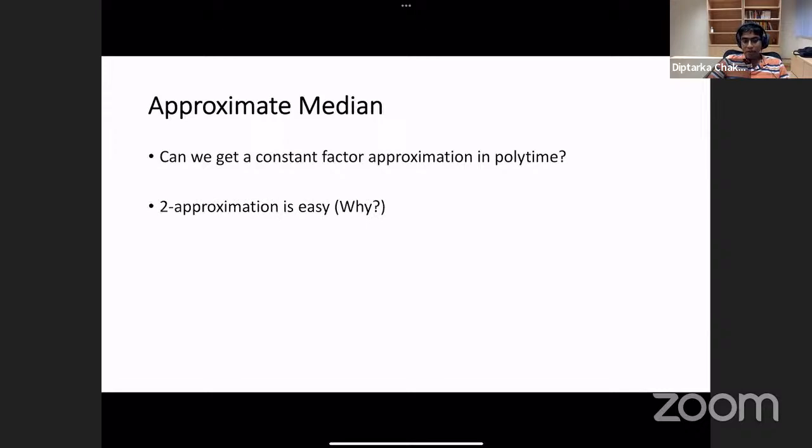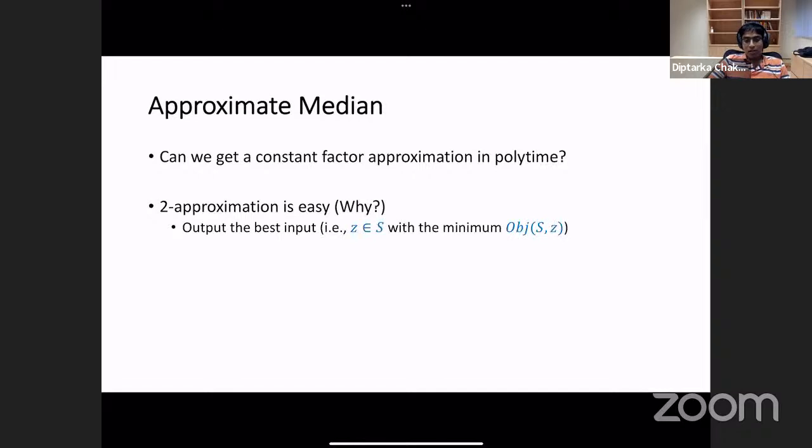So I want to claim that 2 approximation is easy. So the question is why? Some of you might have already seen this, but those who have not, maybe you can try to make some attempt. I mean, here we are not asking for a super efficient algorithm, just a polytime algorithm should be fine, as long as it gives us a 2 approximation guarantee.